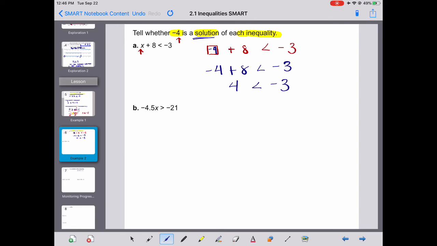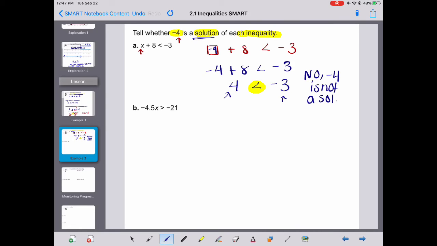To tell whether it's a solution, you ask yourself if the statement is true or false. Is 4 less than -3? No way. A positive number is not less than a negative number. So we're going to say that no, -4 is not a solution.